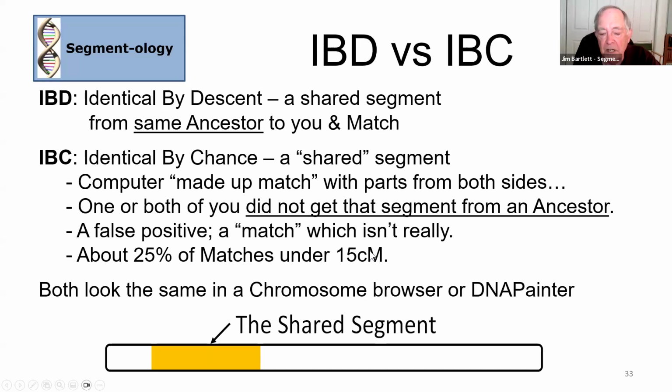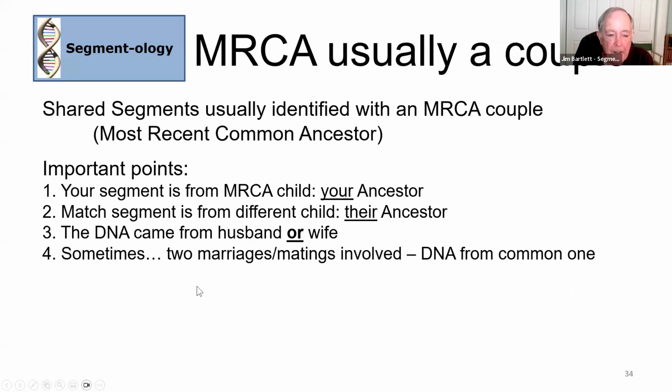And this only occurs under 15 centimorgans. So if you only use 15 or more centimorgans, you don't have to worry about this issue. About 25% of your matches under 15 centimorgans are going to be false. Okay. When you get down to 7 centimorgans, about half of them are false. They both look the same on a chromosome browser or DNA Painter. You'd look and you'd say, hey, here's a shared segment. You can't tell just by looking at that if it's below 15 centimorgans, whether it's a true segment or a false match.